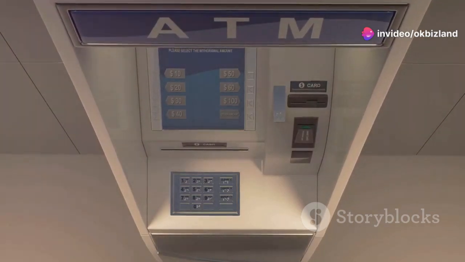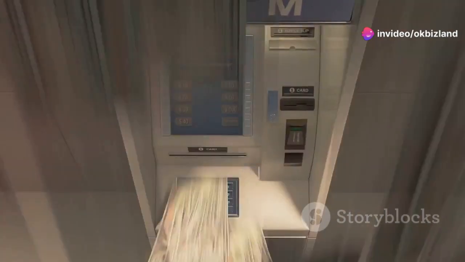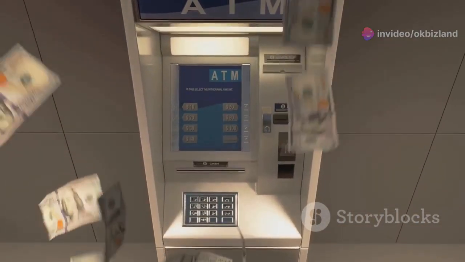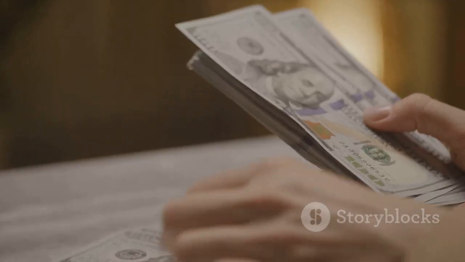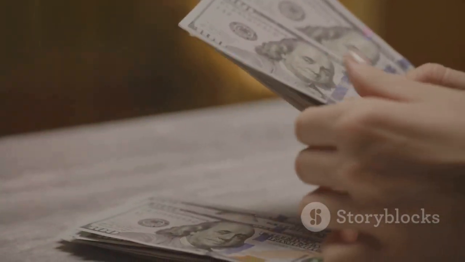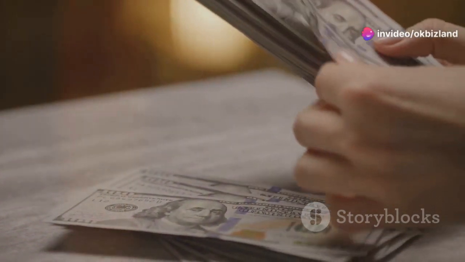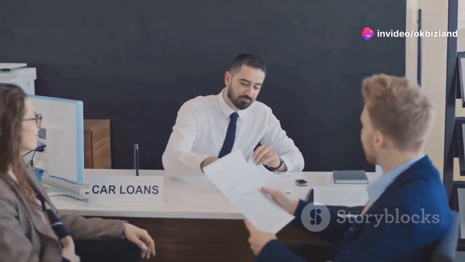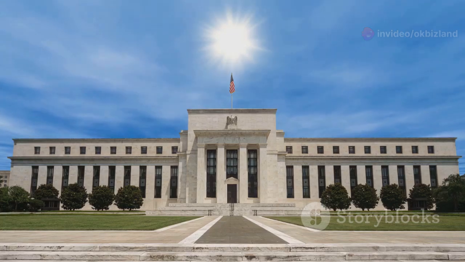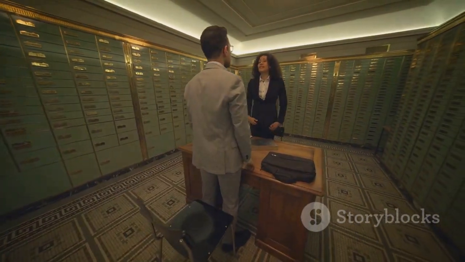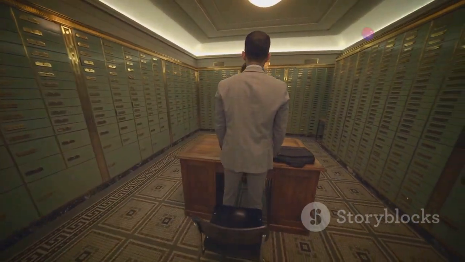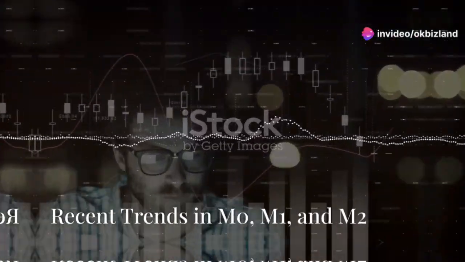Those borrowers then deposit the money back into the banking system, allowing banks to lend out a portion of that money again. And so on, and so on. This cycle creates new money in the economy, effectively multiplying the initial deposit. The more banks lend, the larger the money supply grows. But don't worry, it's not a free-for-all. Central banks like the Federal Reserve set reserve requirements, ensuring banks keep a certain percentage of deposits on hand.